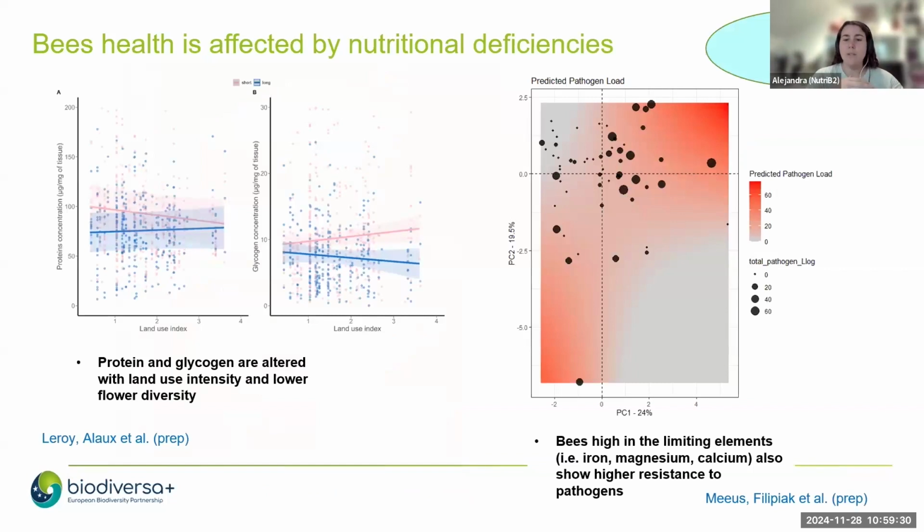And then we went into looking at the health parameters that we mentioned before. And we found that bees' health is actually affected by nutritional deficiencies. We don't really have a definition for health in bees yet, especially for wild bees, other than honeybees. But we did see that, for example, with increasing land use, we saw differences in protein content and glycogen content in the body of the bees. And more interestingly, and this is quite preliminary work, we found that bees that are high in limiting elements like iron, magnesium, and calcium were also showing high resistance to pathogens.